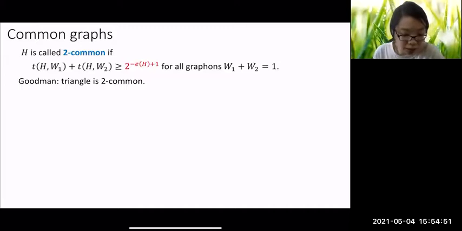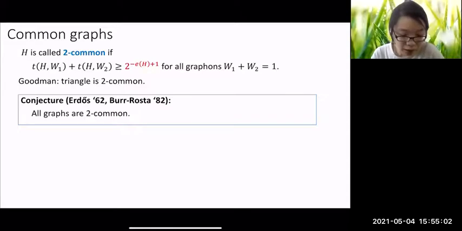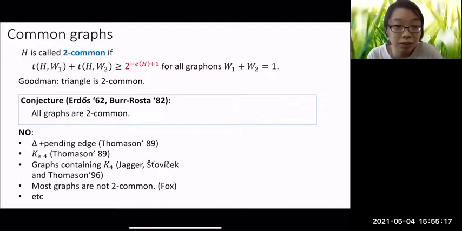And Goodman, quite decades ago, showed that triangles are 2-common. So basically, for triangles, the random bound is optimal. And this inspired Erdős to conjecture that all cliques are 2-common. It was later generalized by Burr and Rosta to conjecture that all graphs are 2-common. So this is a very bold conjecture, and it soon turned out to be wrong.